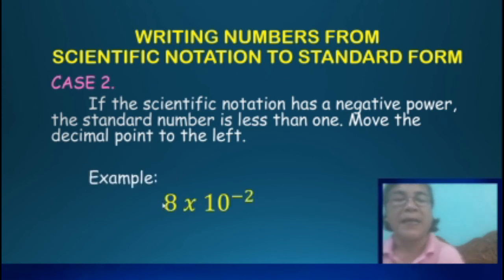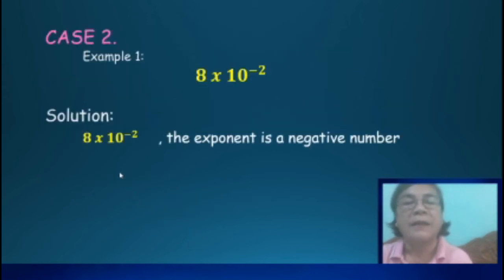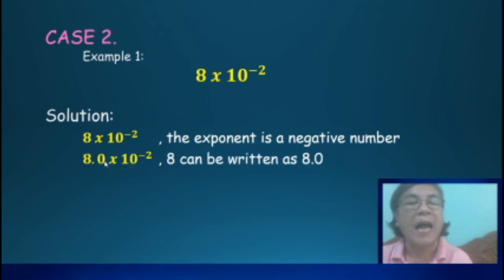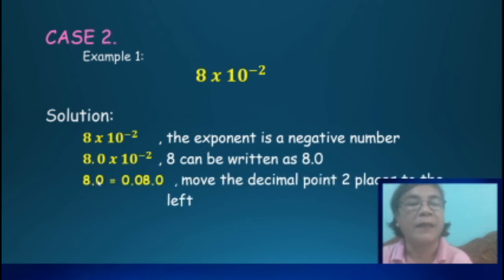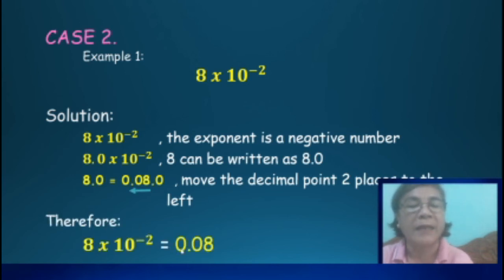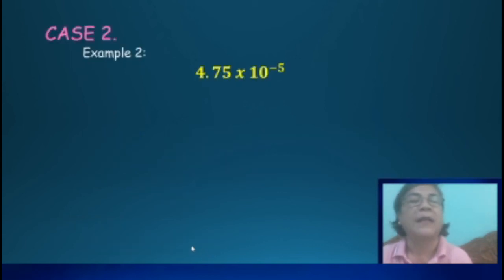Let's have the example. 8 times 10 raised to the negative 2. So, here, the exponent is negative 2, and for 8, the understood decimal is at the end. So, we move it now to the left. How many places? Since the exponent is negative 2, 1, 2. There. So our answer is 0.08, or this could be read as 0 and 8 hundredths. Okay, that's example 1. Let's have example 2.